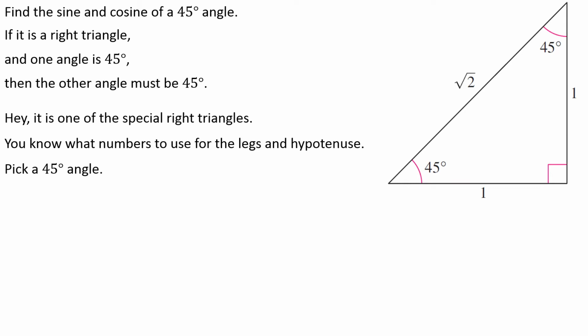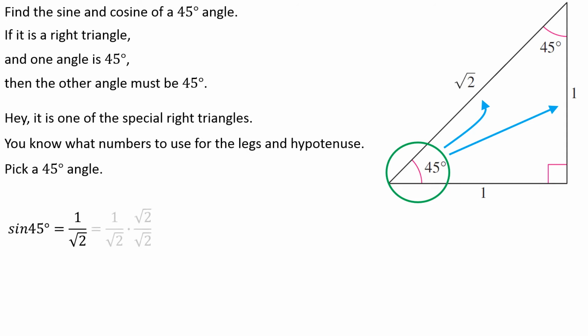Doesn't matter which 45-degree angle I stand in. I can pick either one. The opposite side is going to be 1. The hypotenuse is going to be root 2. Oh, can't leave a radical denominator. Let's brush off our algebra skills. We can multiply by the number 1 and not change the value, but we will disguise the number 1 as square root of 2 over square root of 2.